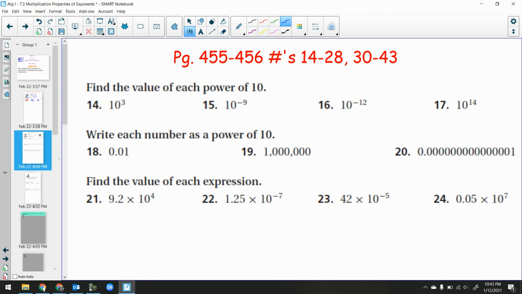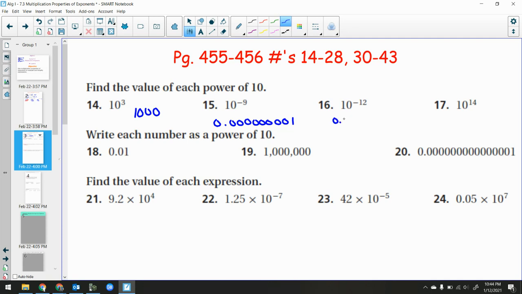Now I'm going to go over some answers from the homework. So make sure that you have your homework out. And make sure you get it submitted as soon as you get it done, okay? Or if you haven't already done so. Number 14, that should be a 1 with 3 zeros, so a 1,000. Number 15, that should be 0.000000001. 9 total zeros, 8 to the right of the decimal place, and then a 1.